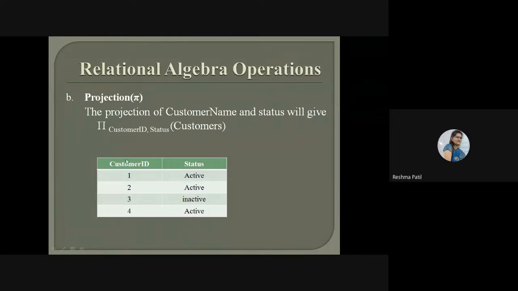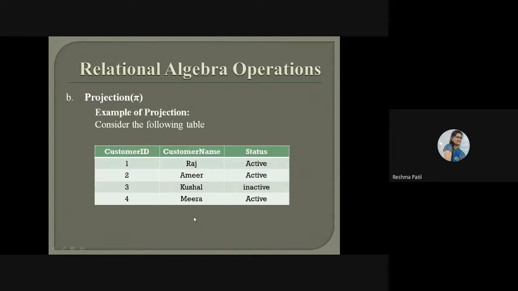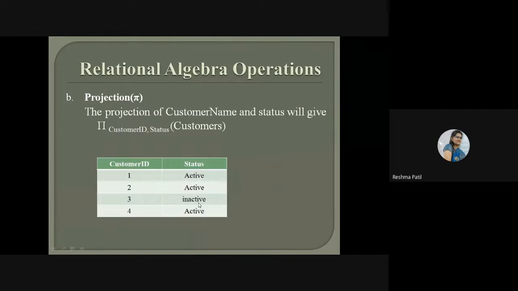So it will give output like this: customer ID and status. From this table, this part is eliminated. Only customer ID and status I want to show to the user. This part is eliminated because of this projection operator. Understood this projection operation? Yes, ma'am.